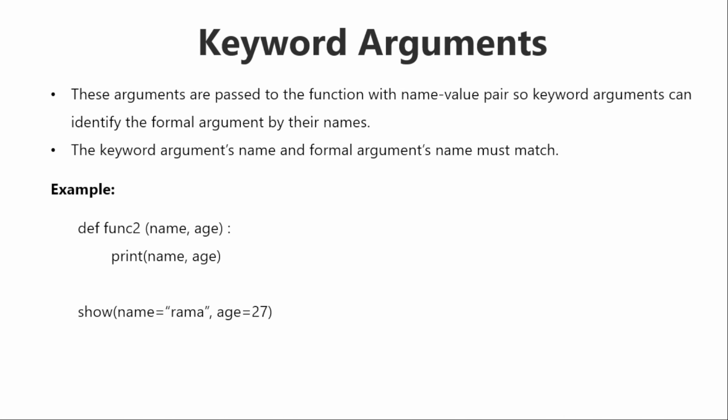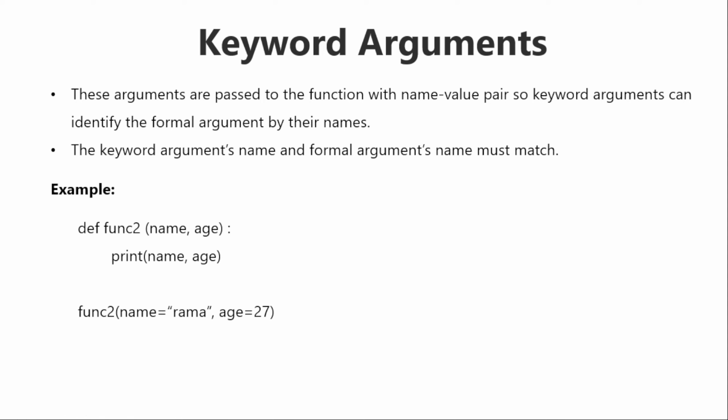Now let us move to keyword arguments. Keyword arguments are passed to a function as name value pairs, so they can identify the formal arguments by their names. When you call the function, you can give the actual arguments with the help of the formal argument names. So the keyword argument name and the formal argument name must match. If you look at the example, def func2 name, age, and when you print name, age, this is the final output of func2. But when you call this function, you can assign the actual arguments to the formal arguments with the help of name value pairs. So you don't need to worry about positional arguments. You can follow the name value pair to pass actual arguments.